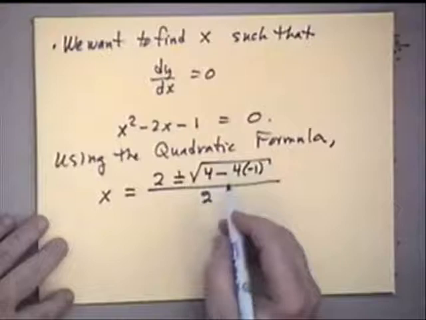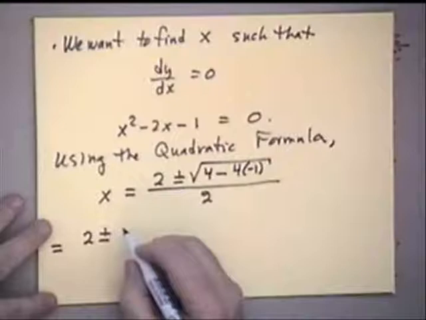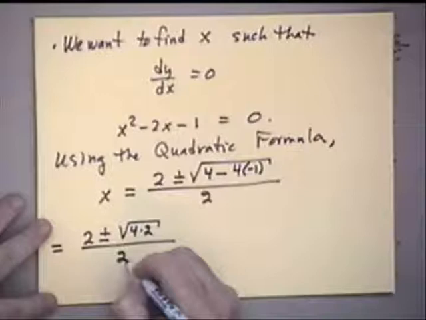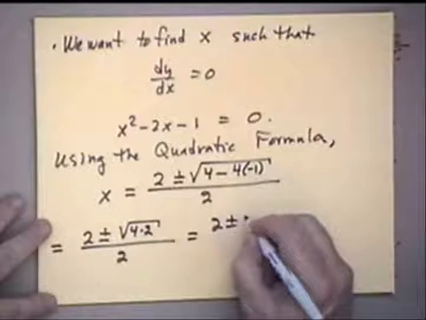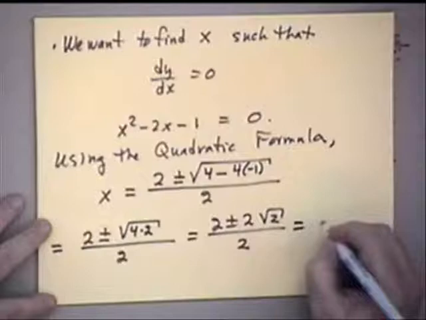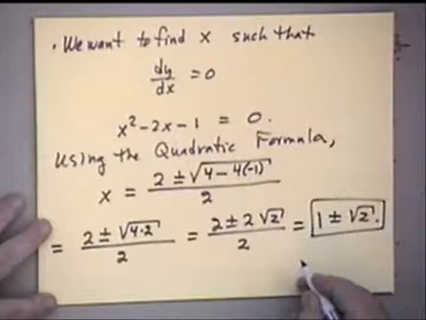Now the rest is just a little bit of algebra. This is 2 plus or minus the square root of 4 plus 4, which is 8, but I will write that as 4 times 2 because I want to see that 4 I can take the square root of. So this becomes 2 plus or minus 2 square root of 2 all over 2. So the 2 can divide into the top, leaving me with 1 plus or minus the square root of 2. These are the two values of x.